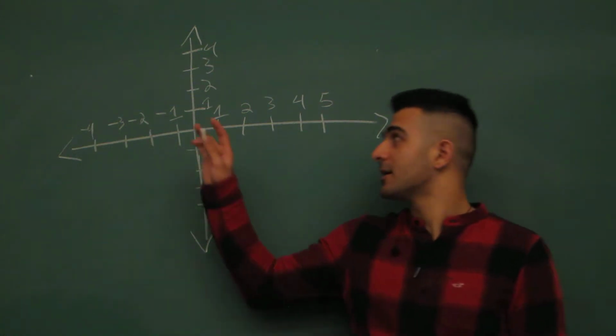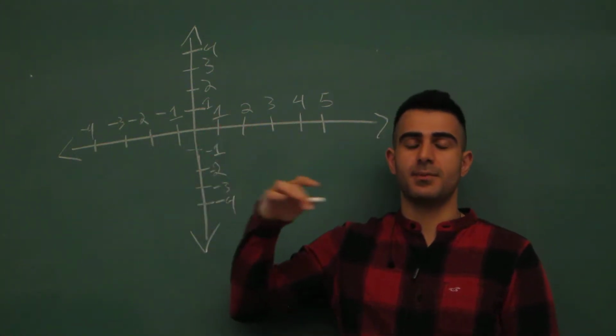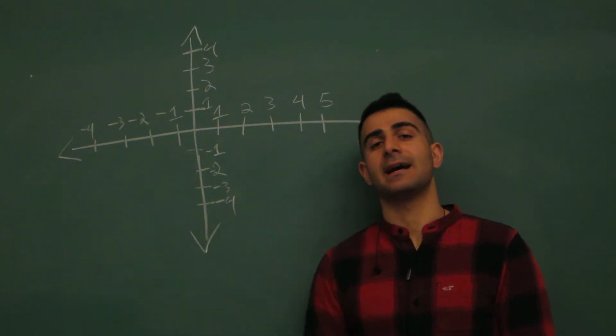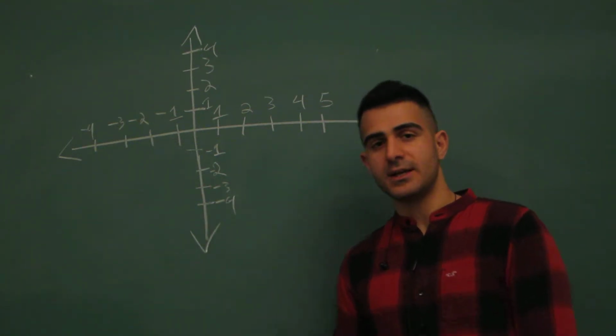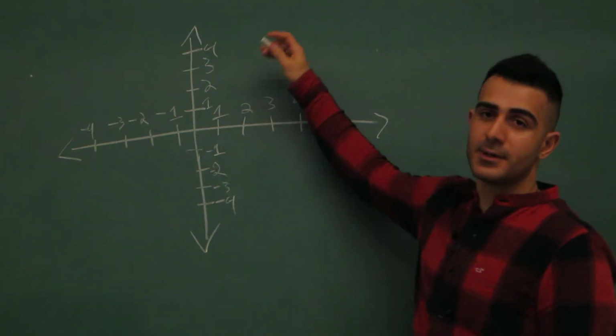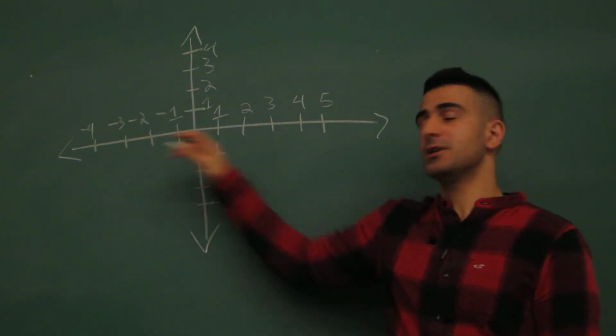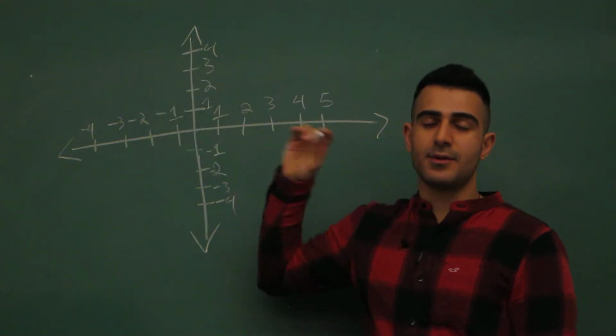Okay, so now I'm going to talk about what is the relationship between quadrants and the x and y axis. If you remember, we start labeling the quadrants from the top right, and then we go in a counterclockwise motion, and we label them in increasing order.